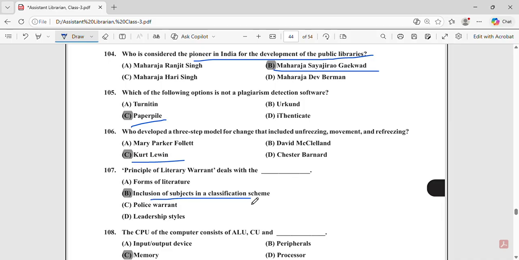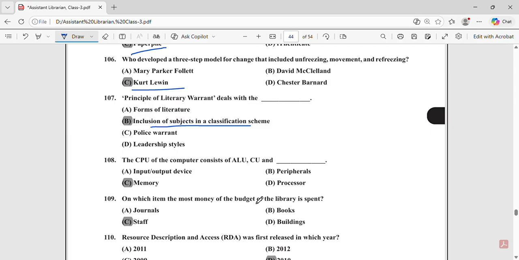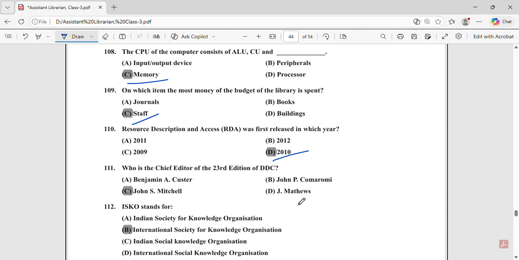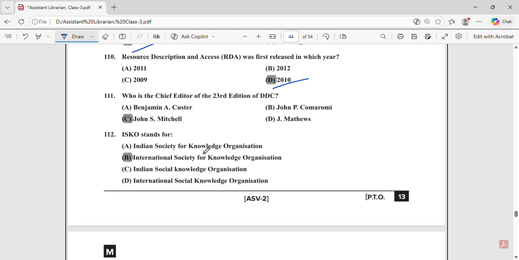Kurt Lewin. Principle of literary warrant deals with the inclusion of subjects in a classification scheme. The CPU of the computer consists of ALU, CU and the memory. On which item is the most money of the budget of the library spent? Resource Description and Access was first released in which year? 2010. Who is the chief editor of the 23rd edition of the DDC? John S. Mitchell.